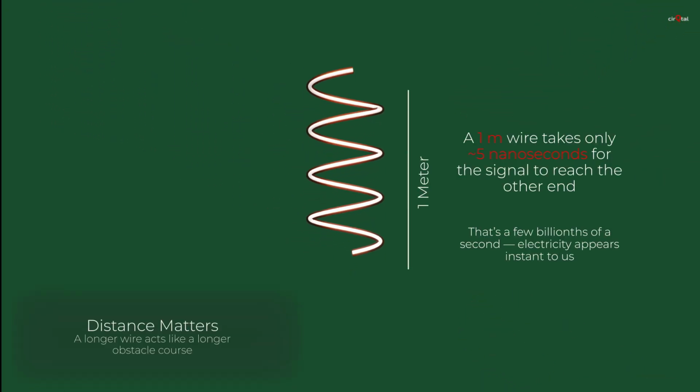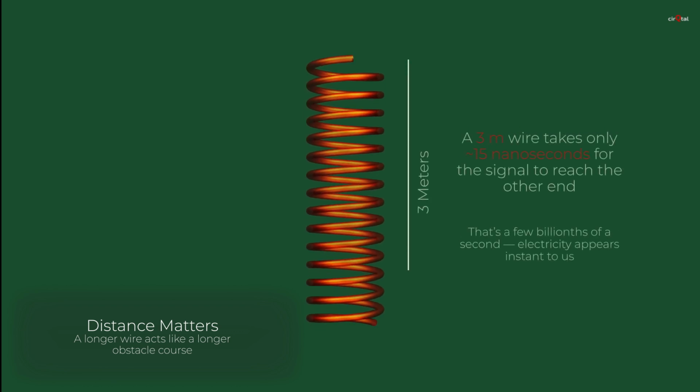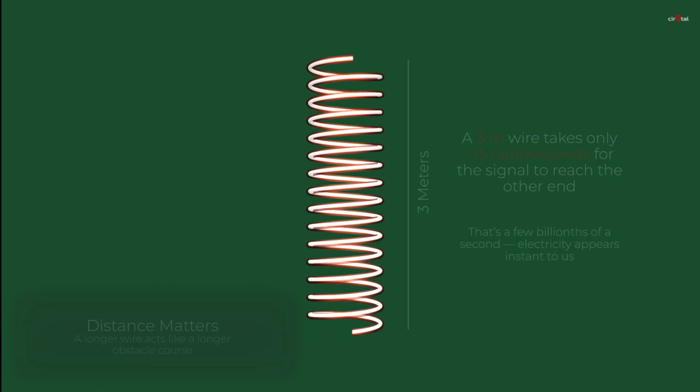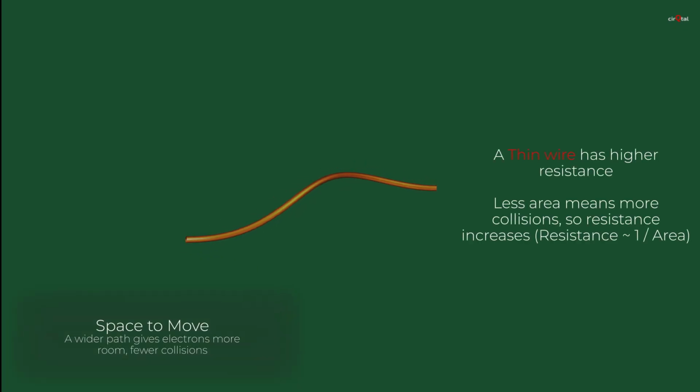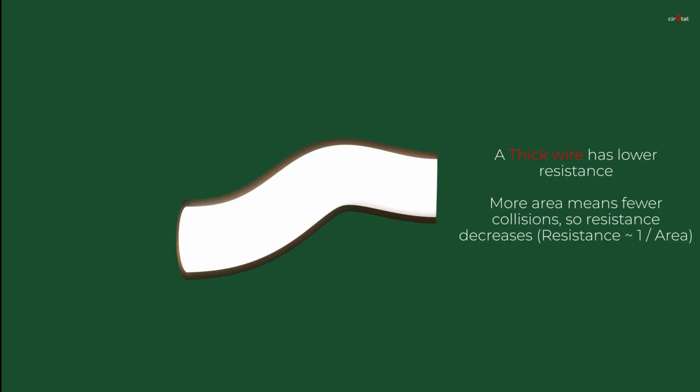Not all wires resist in the same way. There are 4 main things that decide how much resistance there will be. First, the length. The longer the path, the more chances the electrons have to bump and scatter. So long wires have more resistance. Second, the cross section or the thickness. A thin wire gives less space for electrons to move. It's like a narrow road. More bumps, more resistance. A thick wire lets them pass more easily.